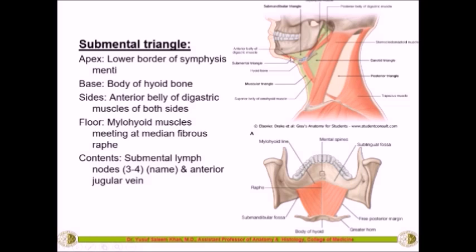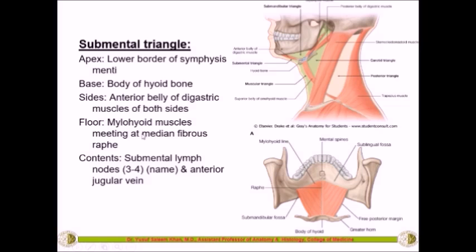and on either side we have the anterior belly of the digastric, here on one side, and the other side will be the other anterior belly of digastric. Together they will form the boundaries. Below, the base is formed by the hyoid bone, and on either side the anterior belly of digastric of each side will form the apex. So the apex is at the symphysis menti.